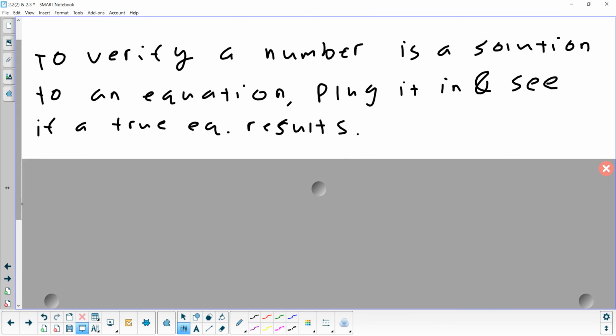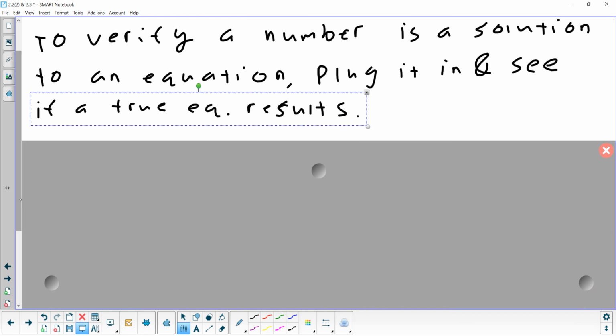Sometimes in Algebra 1, when you start solving equations, the teacher has you check your answer or verify that your answer is right. So when you want to check to see if your answer is right, you just take and plug your answer back into the original problem and see if you get a true statement. Okay, so let's practice just checking an answer.